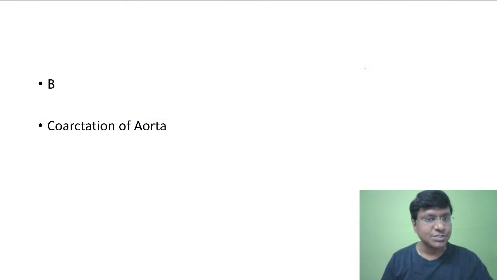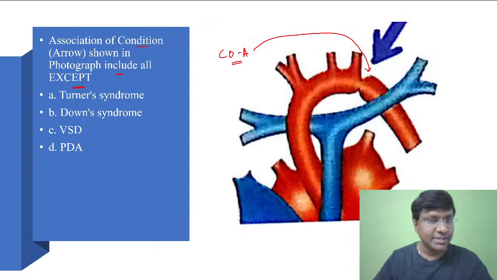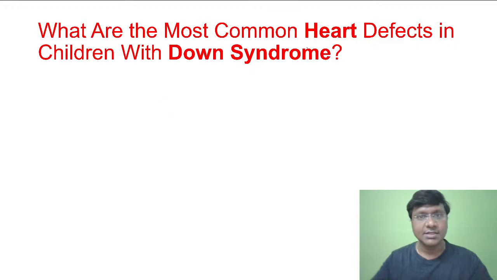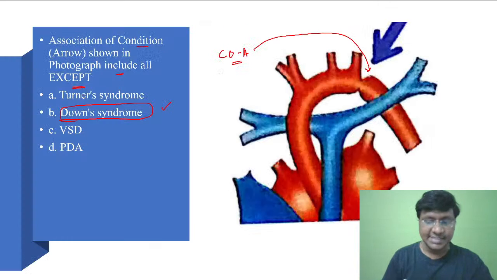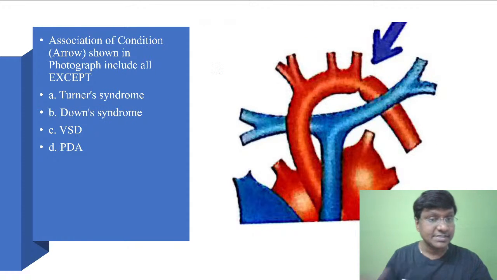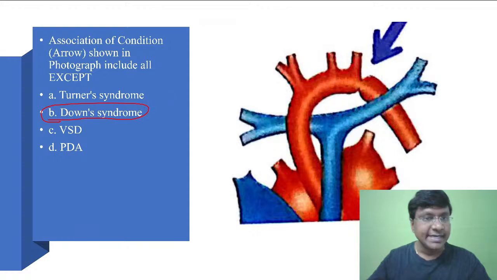Now, this coarctation of aorta is associated with Down syndrome, right? In patients with Down syndrome you have coarctation of aorta. Please remember this is a very important point. So what is the answer to this question? The answer is B. Coarctation of aorta is not seen in association with Down syndrome. I'm very sorry for this. The question asked is except.